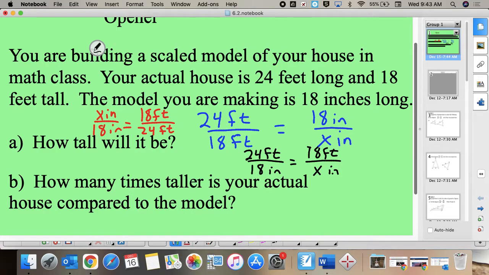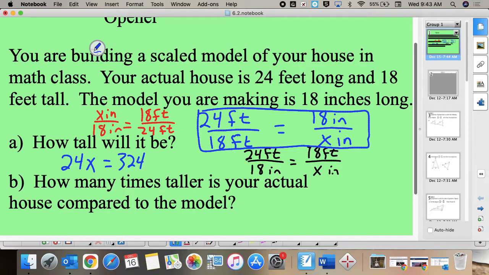So when we cross multiply here, let's take our first one for example, the blue one that's here. So we'll take a look at this proportion right here. If we cross multiply, we get 24x equals 18 times 18, which is 324. When we divide, we get 13.5. Now remember, our x here, no matter which one we solved, our x was going to be in inches.